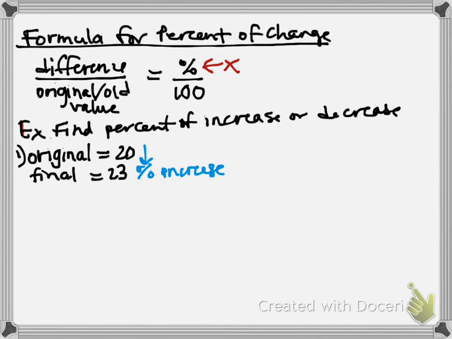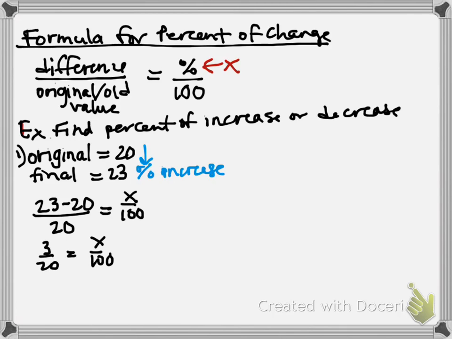So the difference is I take my 2 numbers and I subtract them. That's a difference. Old. I'm comparing back to my day, what it was before. That's your 20. And then equals x over 100. And then you simplify and then do means extremes. So this gives me 3 over 20 equals x over 100. Now when I do the means extremes, I like to do the one that includes the x first. So that gives me 20x equals 3 times 100 or 300.